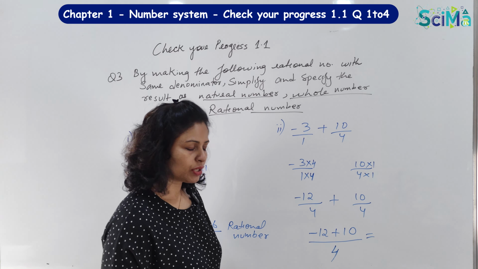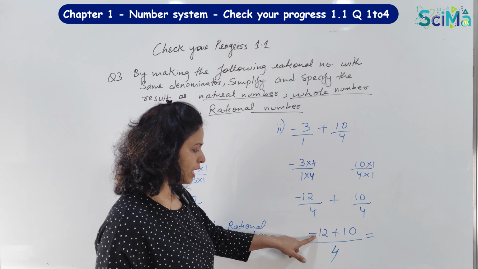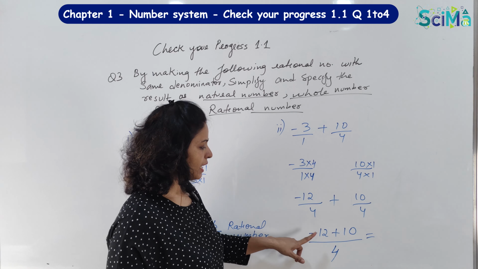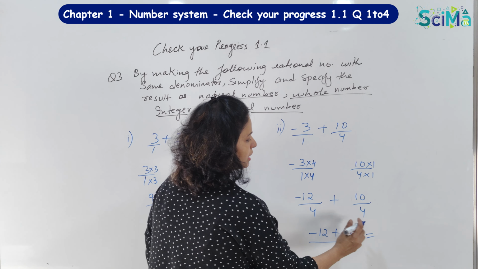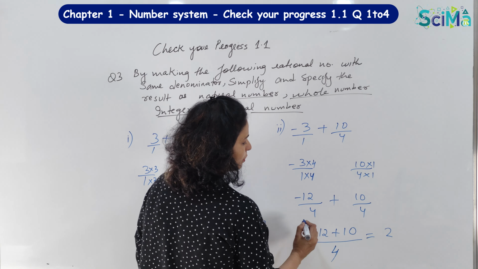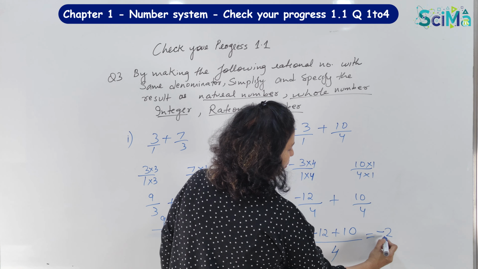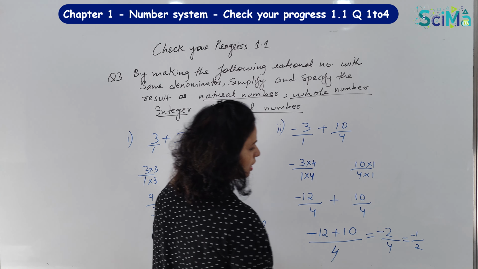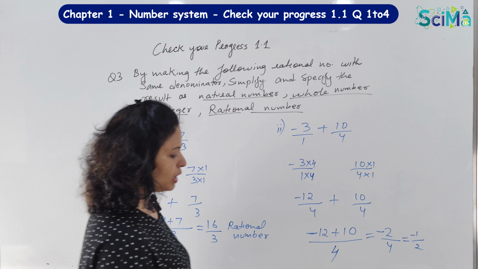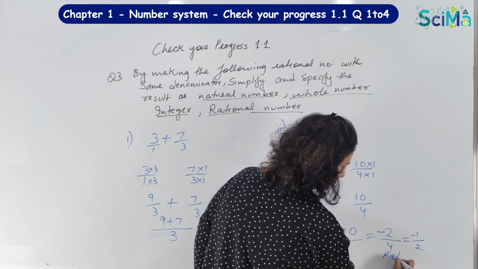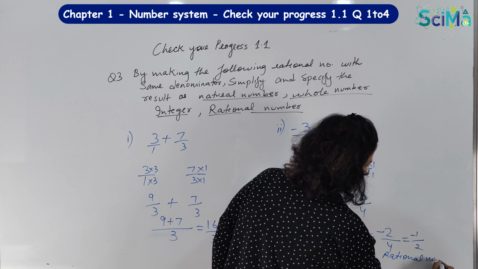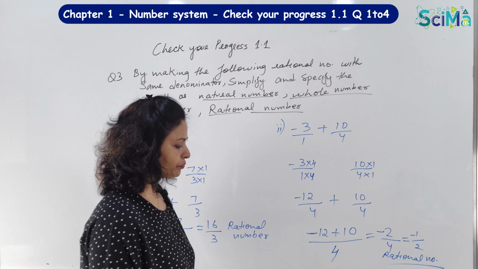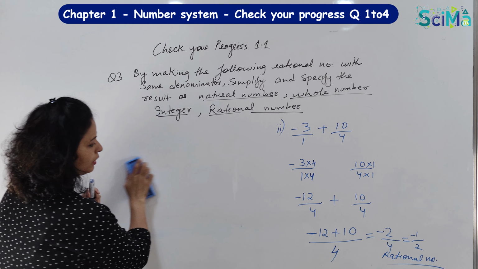In the addition and subtraction rule of integers, I told you when there is one negative number and one positive number, we do subtraction and we write the sign of the bigger number. So 12 minus 10 is 2 and the sign of the bigger number is minus. So I get minus 2 by 4, which can also be written as minus 1 by 2. Now what is minus 1 by 2? Again a rational number.